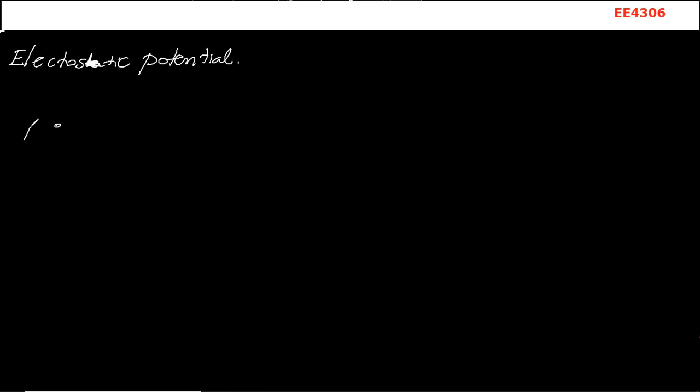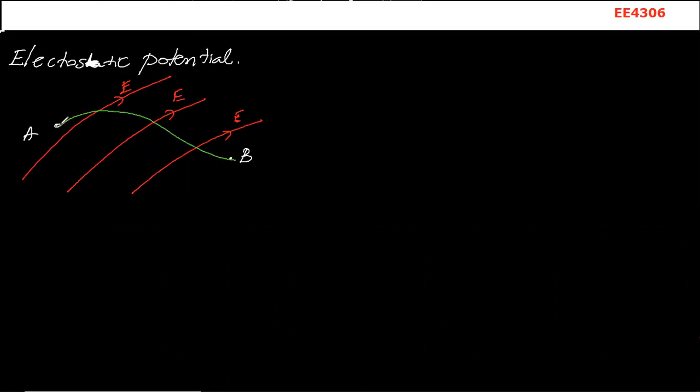Assume there is a point A and a point B. This is the electric field, with electric field intensity E. When you go through this contour from point A to B, you can go this way or this way. You can go this way. I refer to this contour path as C1.